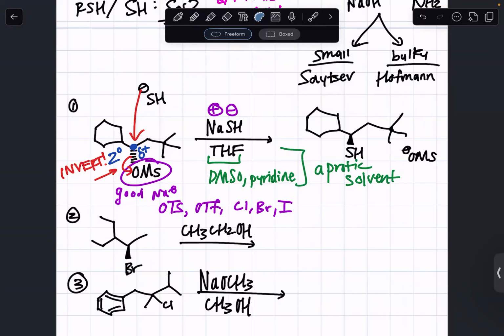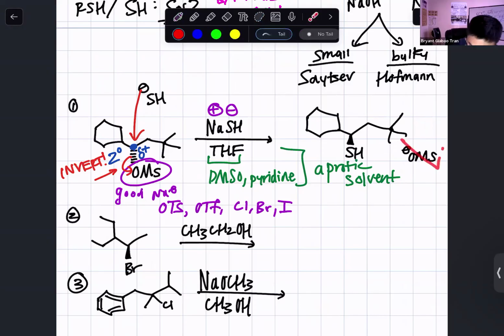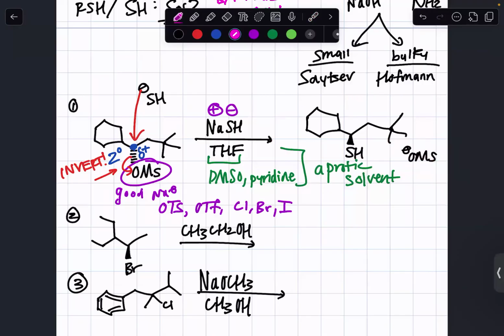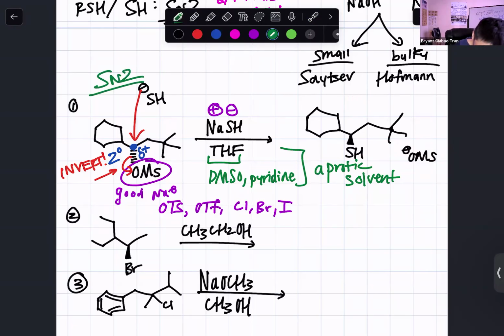When we have this, do we have to write out the OMS as well? No, you don't have to. That's not an organic product. This is what you have to write in a product. When you're going through these practice problems, I recommend labeling what each reaction is so you notice more patterns. This first one was SN2. With more practice, you pick up more patterns and it becomes faster.